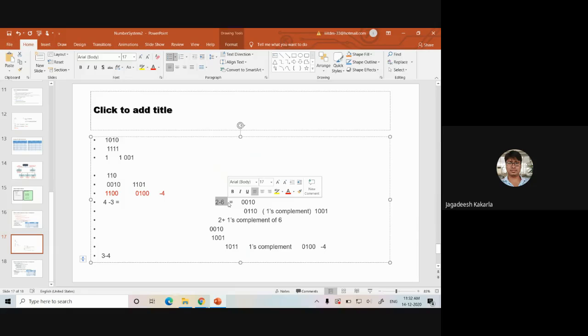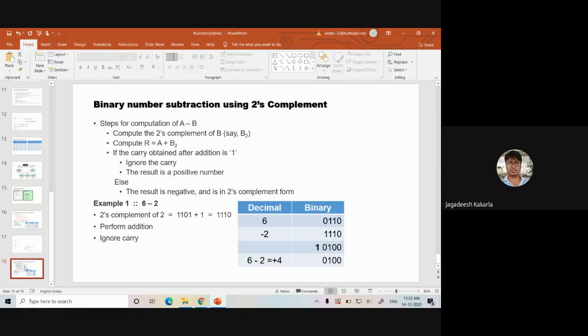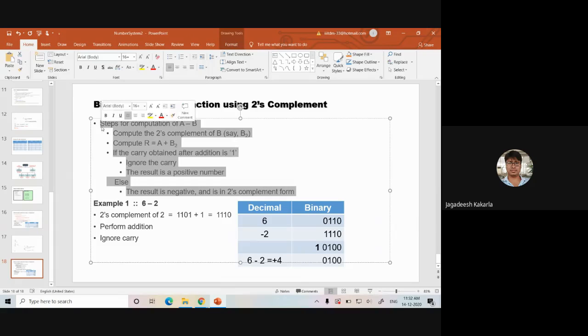Okay. If you get the end carry as 0, always, if it is 1's complement subtraction, you need to compute the 1's complement of the result and add a negative sign in front of it. If it is 2's complement, you need to compute the 2's complement of it and add a negative sign in front of it. Please follow these instructions. In these instructions, I have clearly mentioned what you need to do.